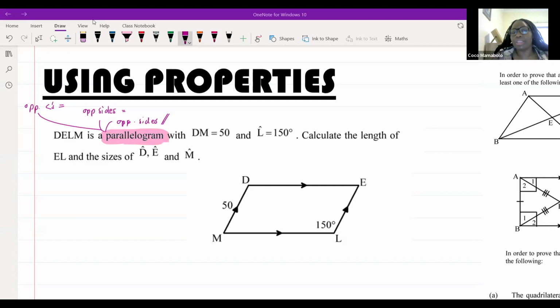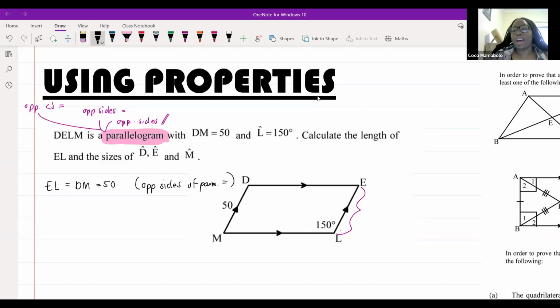Okay, so let's start with the length of EL, because the length of EL is going to be the easy one to answer, right? EL is this part over here. So we can just start by saying EL is equal to what? Who can tell me? DM, 50, absolutely. So we're going to say EL equals DM equals 50. And our reason, not "properties of a parallelogram", we're going to say opposite sides of a parallelogram are equal. We need to say that whole statement.